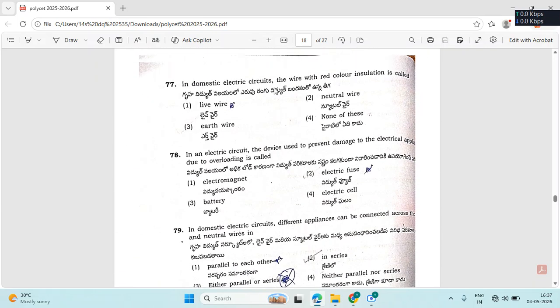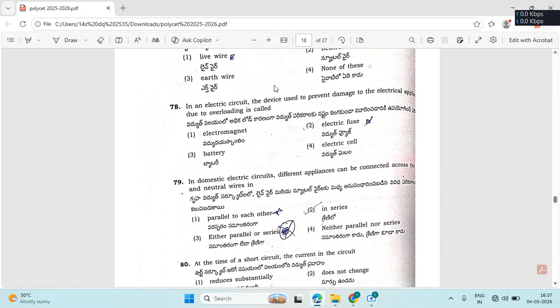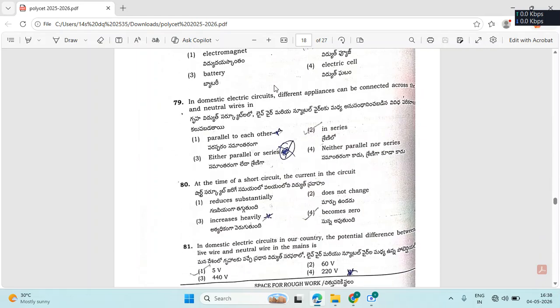In domestic electric circuits, the wire with red color insulation is called live wire, neutral wire, earth wire, none of these. The correct option is 1, and the answer is live wire. In an electric circuit, the device used to prevent damage to the electric appliances due to overloading is called electromagnet, electric fuse, battery, electric cell. The correct option is 2, and the answer is electric fuse.